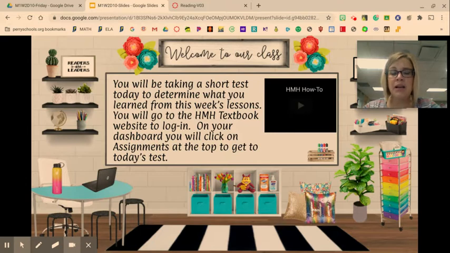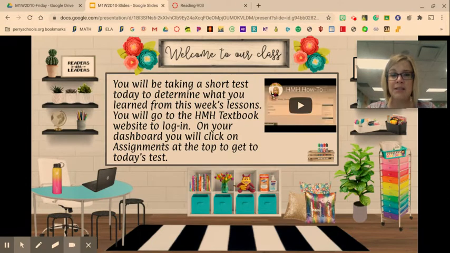Your second activity that you're going to be doing today is taking a short test. This is so that I can see how we're doing with our lessons now that we've switched to some more structured, and I can meet with you guys and talk with you guys. And I want to see how you guys are doing with the way that I've structured our lessons. So I want to see what you got from the lessons this week.